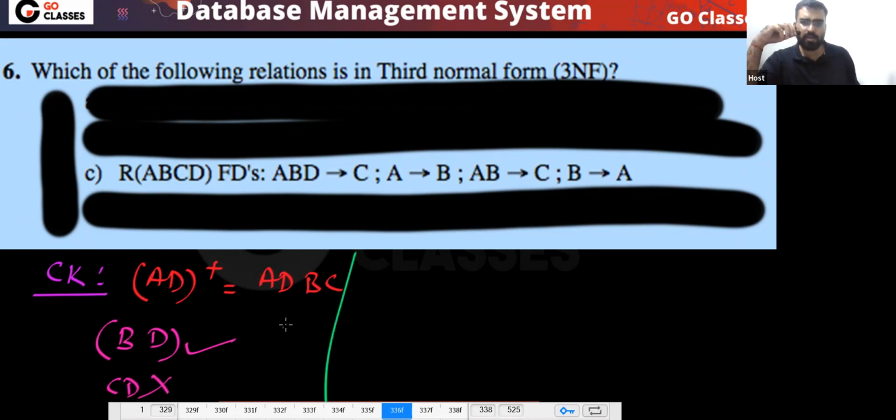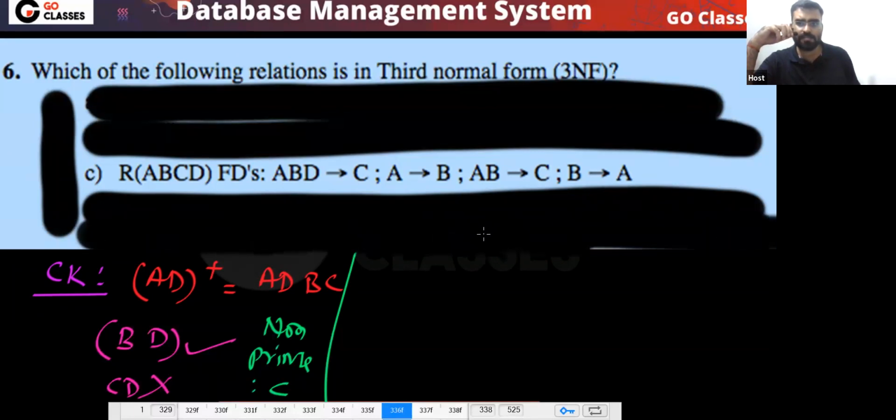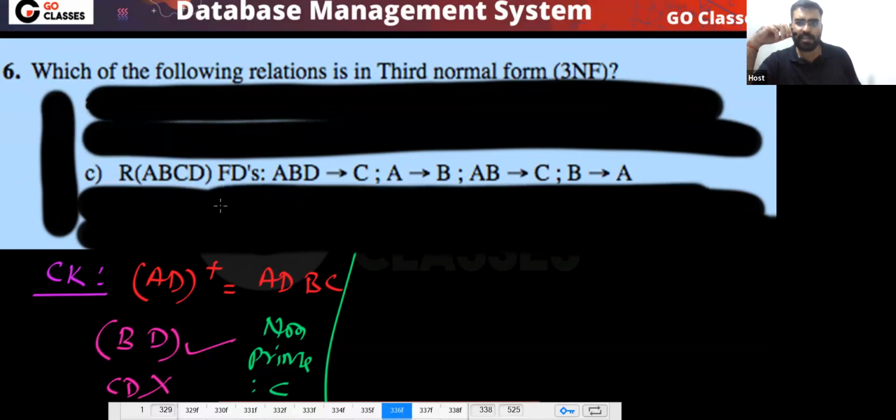So these are the candidate keys. Tell me, what is the non-prime attribute? AD, BD. So C is the non-prime attribute. Now you tell me, is this relation in 2NF? Can a proper subset of a candidate key determine C? How many proper subsets are there? Just check all of them.